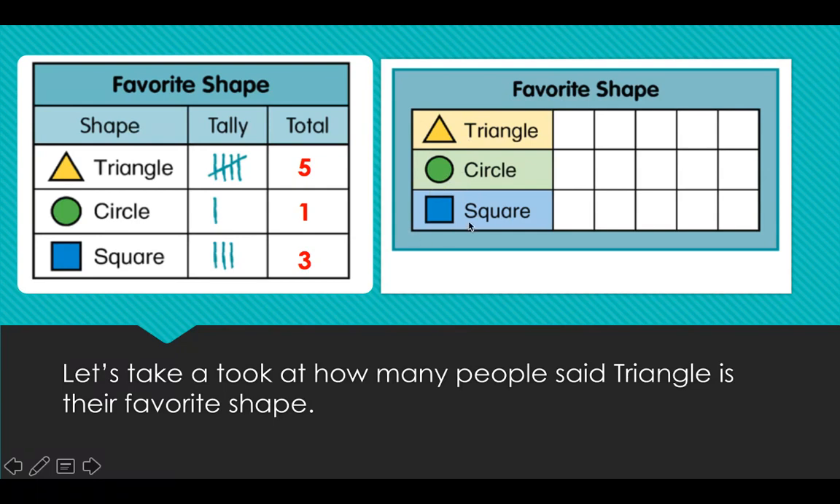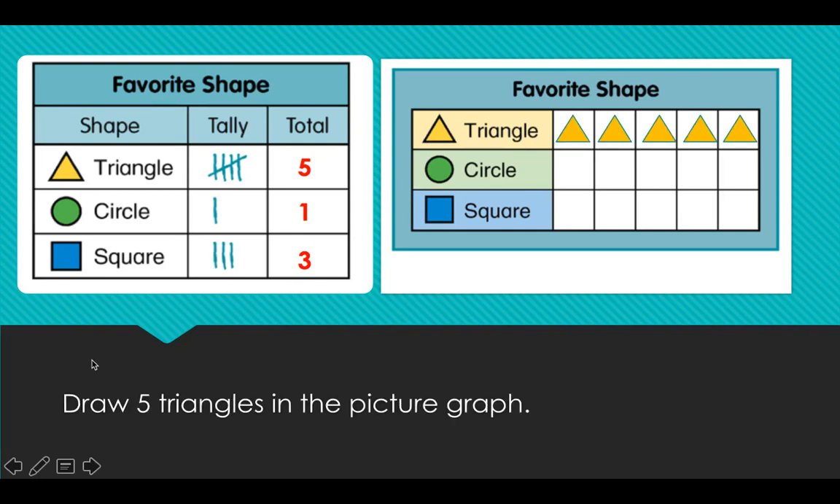Now let's take a look and see how many total people said triangle is their favorite shape. And let's draw that number of triangles in our picture graph. I see that a total of 5 people said triangle is their favorite shape. So I am going to draw 5 triangles in my picture graph. Draw 5 triangles in your picture graph to show 5 votes.